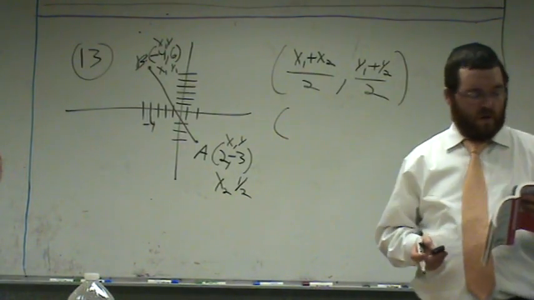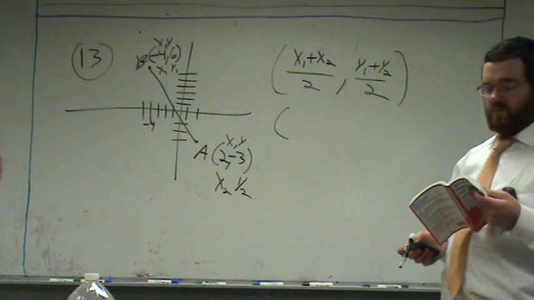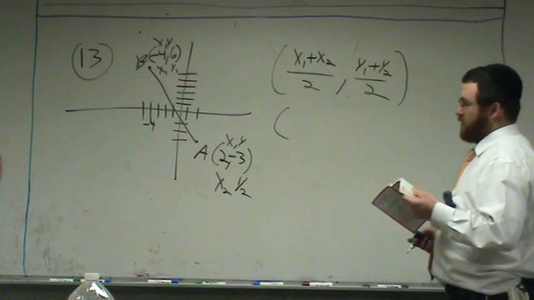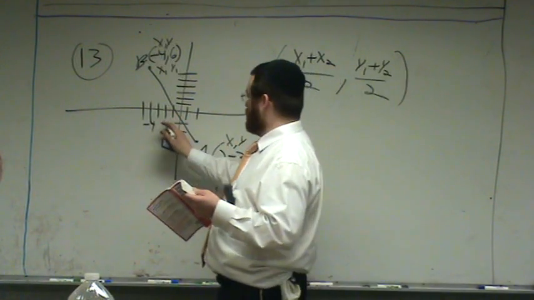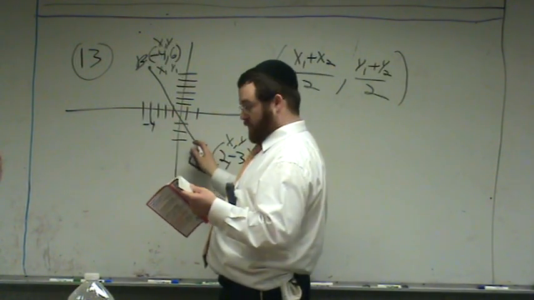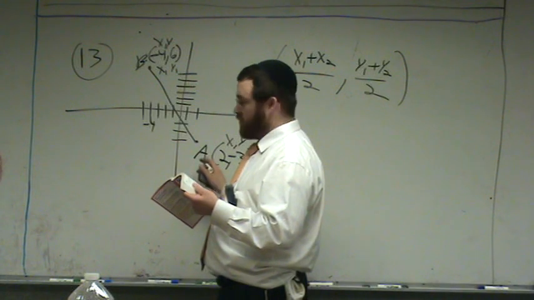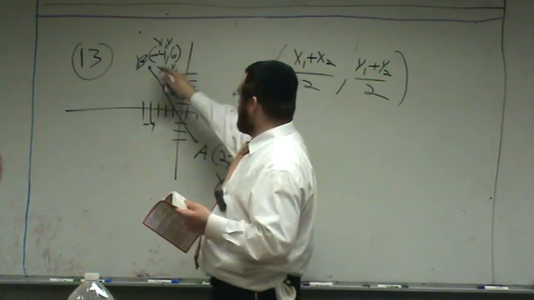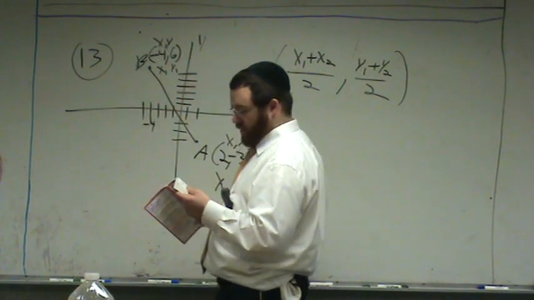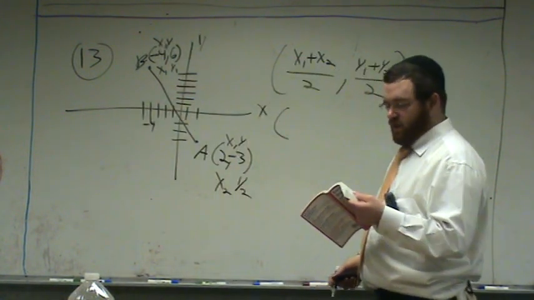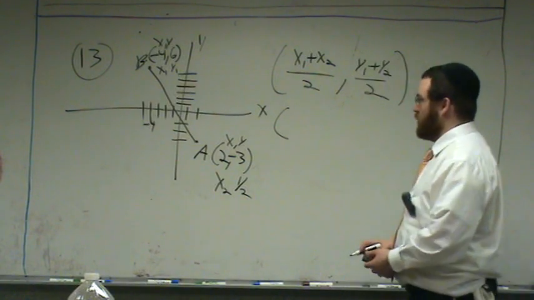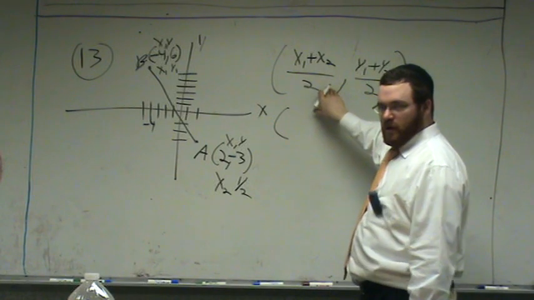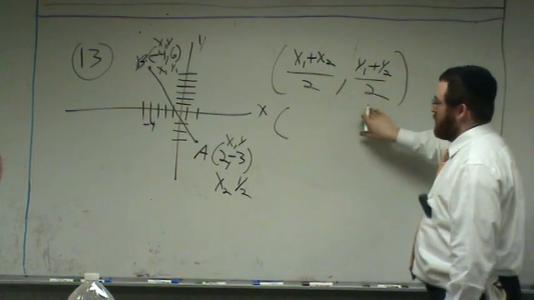Question 13. Line segment AB has endpoints A and B. A is (2, -3). So I went 2, then down negative 3, which is point A, and point B is negative 4 on the x-axis and up 6 on the y-axis over here. Now, what are the coordinates of the midpoint? Well, for the midpoint you add the two x's together and divide by 2, and you add the two y's together and divide by 2.